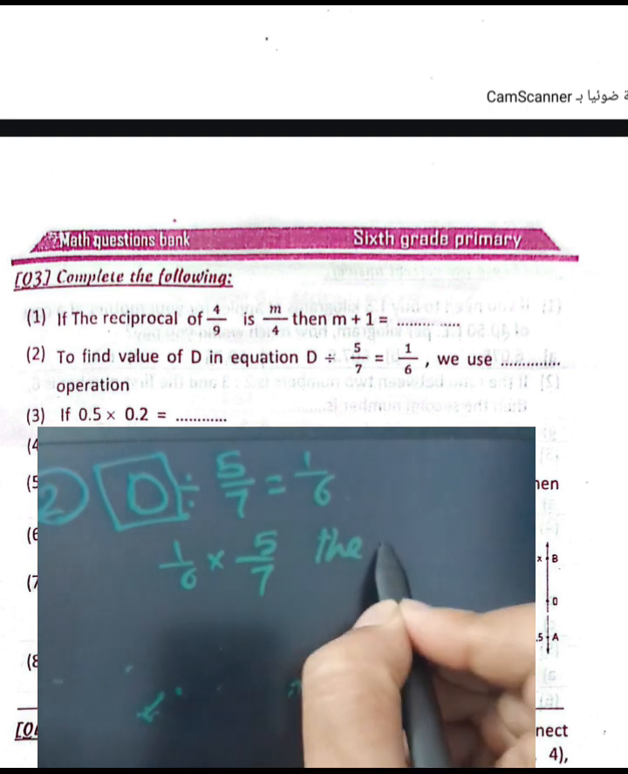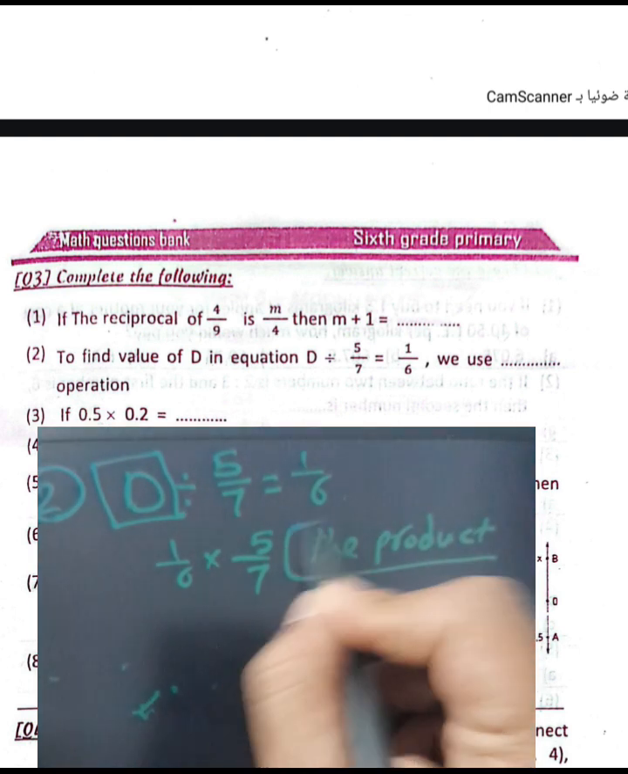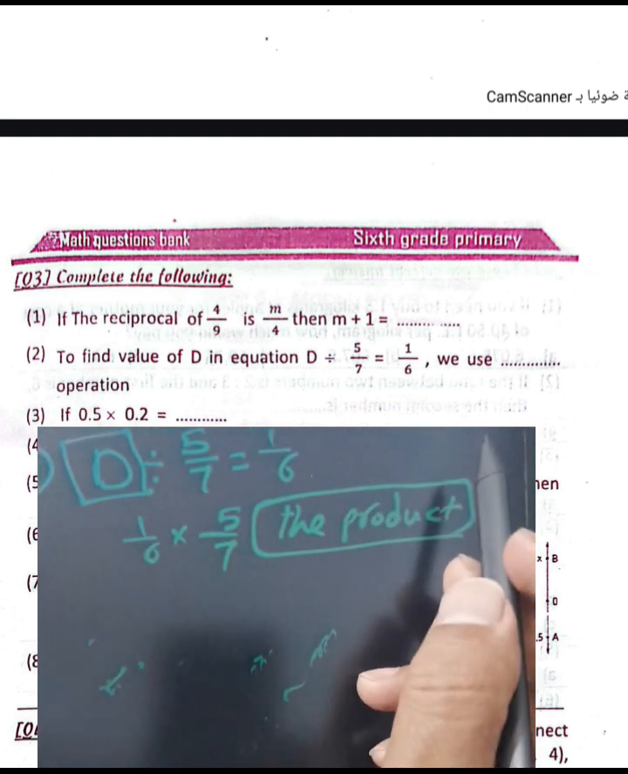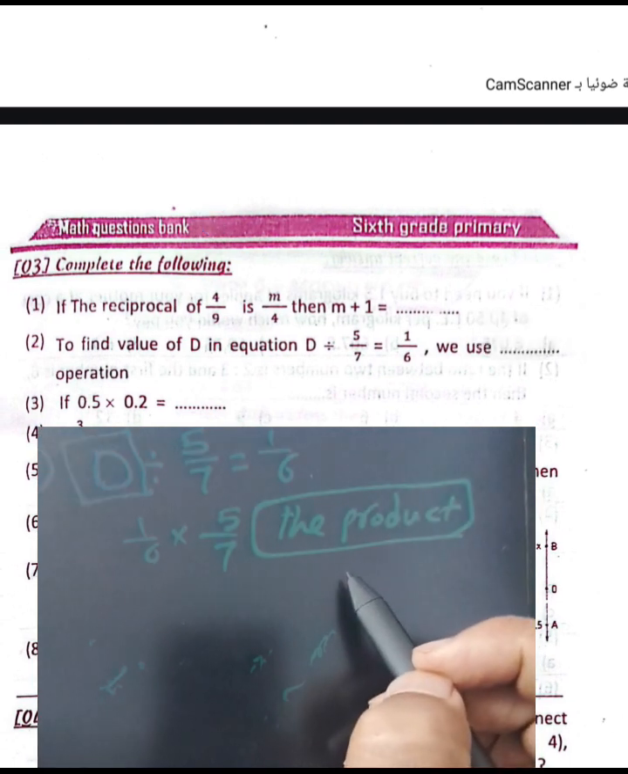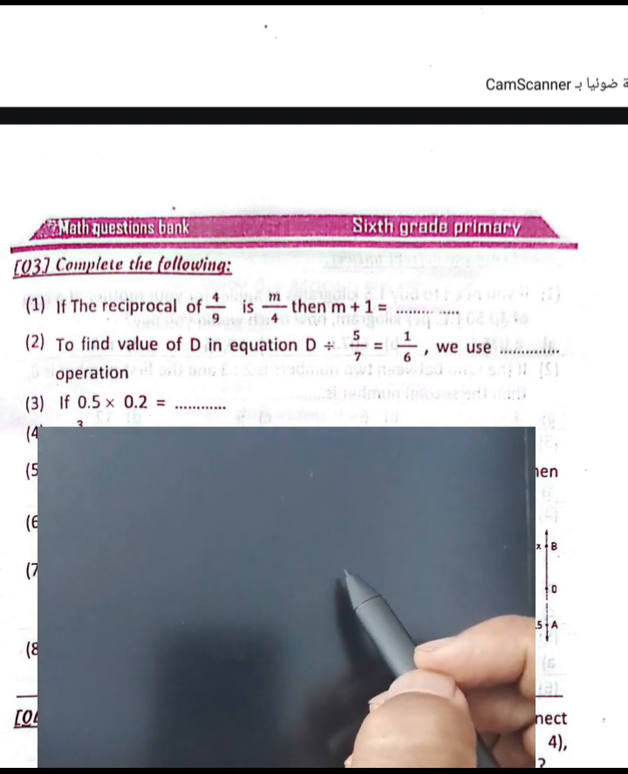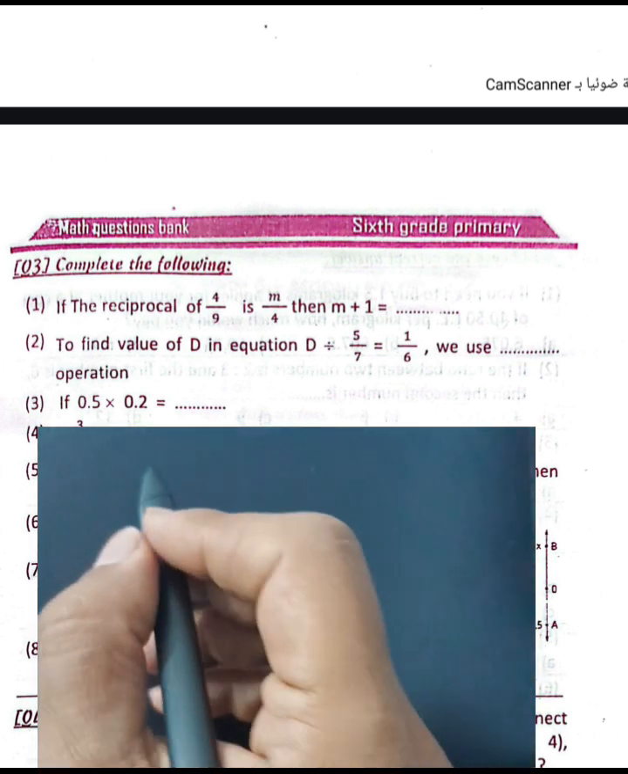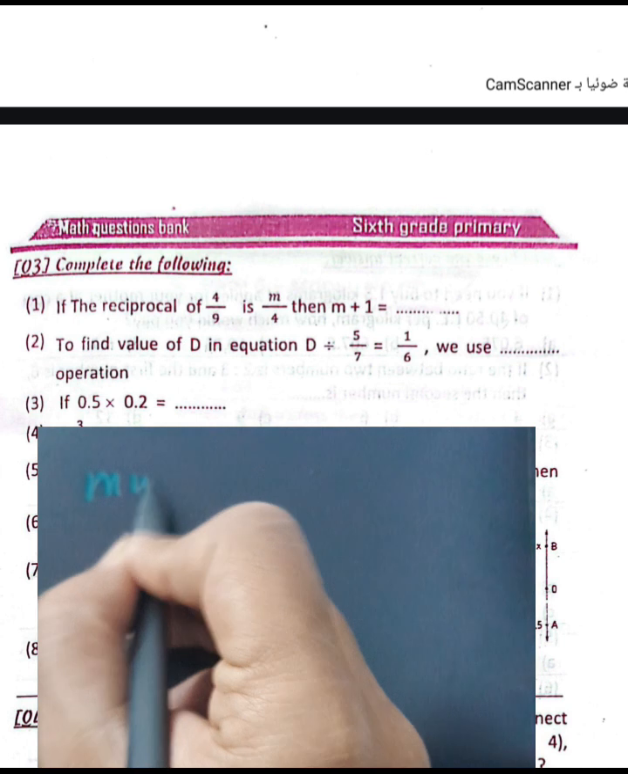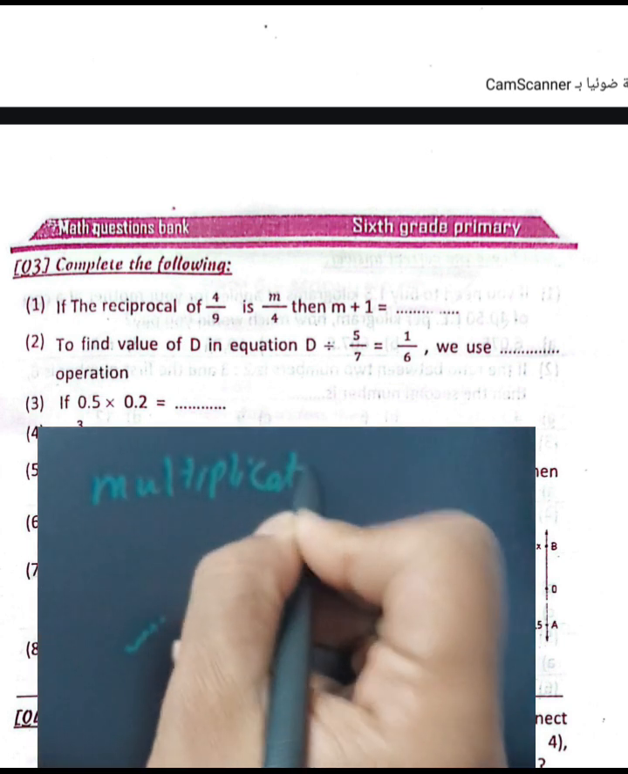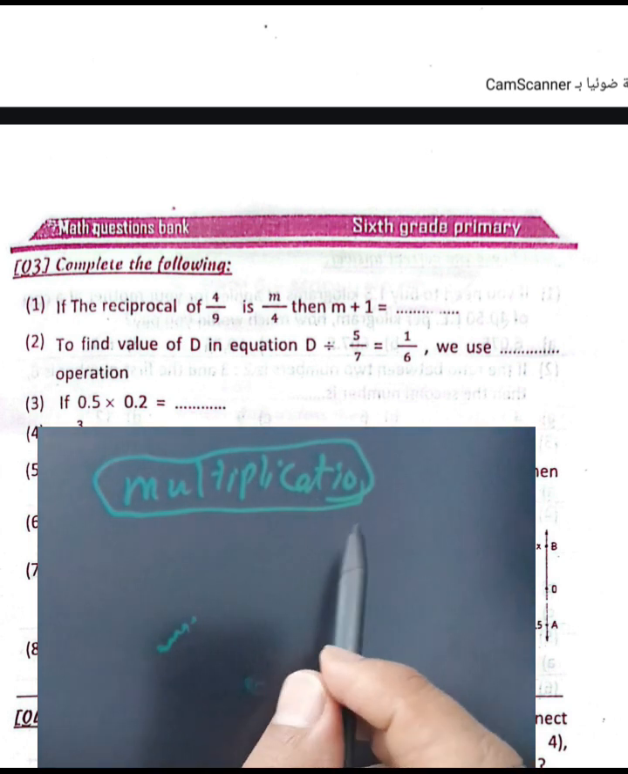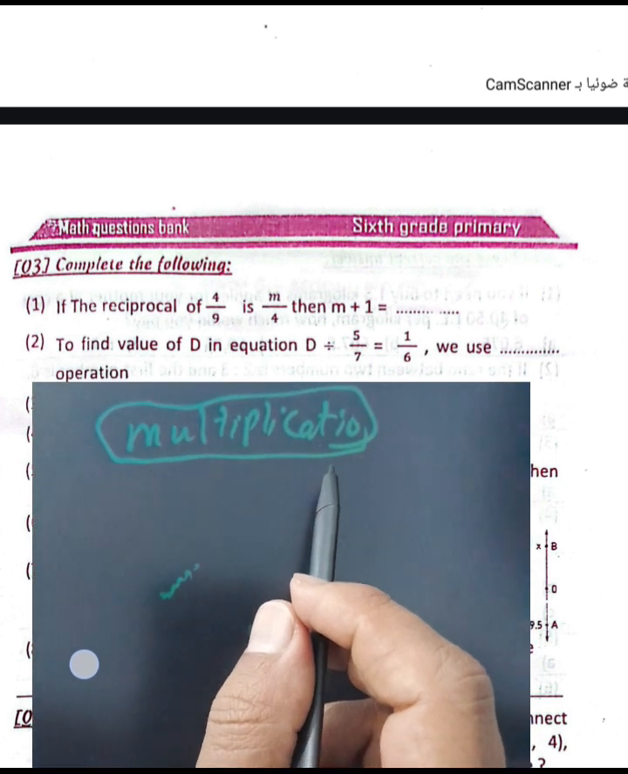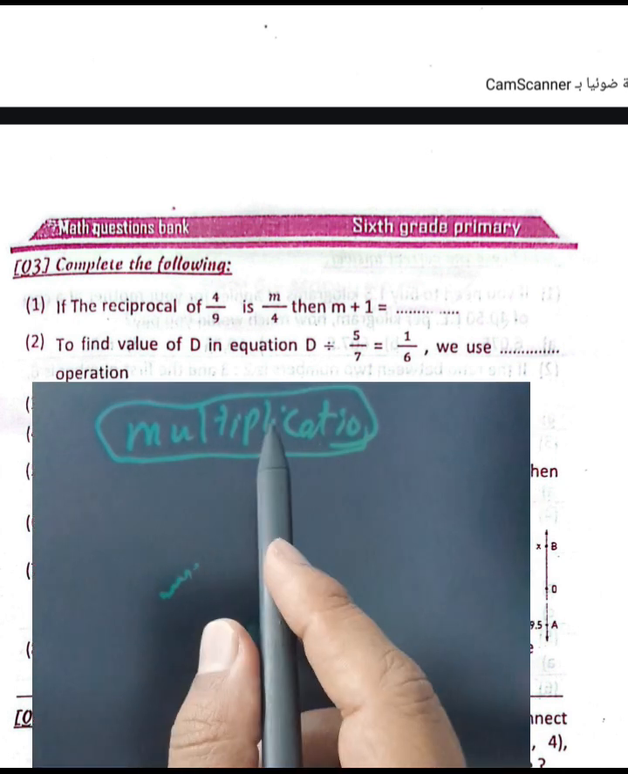We used here the product. Write this word in this space: product. We use the product operation. Okay. Multiplication. We know the operation here is the product between two numbers, but the operation will be what? We can write multiplication. Okay, we use the product between the divisor and the quotient, and the operation will be multiplication. We must write this word here in the space: multiplication operation.